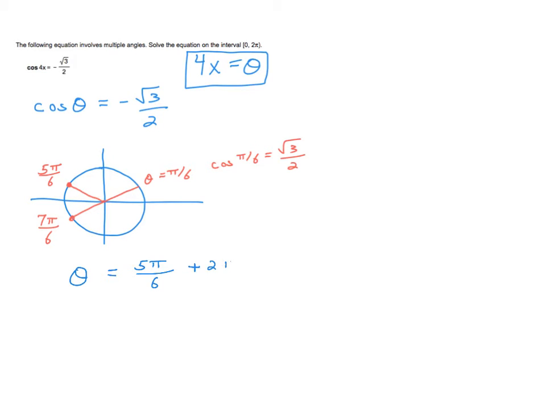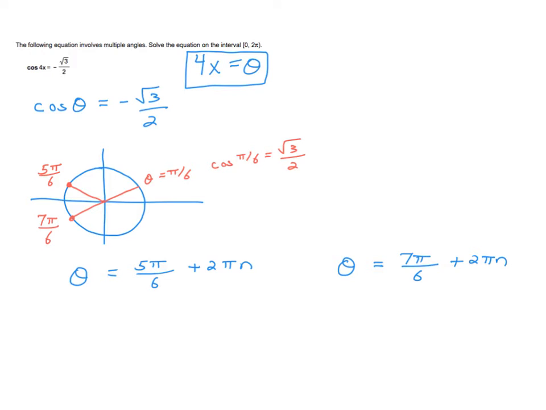But anytime you go around the circle, a total of 2 pi, cosine still is equal to negative root 3 over 2. And the same is going to be true for 7 pi over 6. If you add or subtract multiples of 2 pi, you end up at the same location, meaning cosine takes on this value there. So this is the setup for the problem. Forget the 4x. Just think about places where cosine is equal to this value. And I used a reference angle to help me.